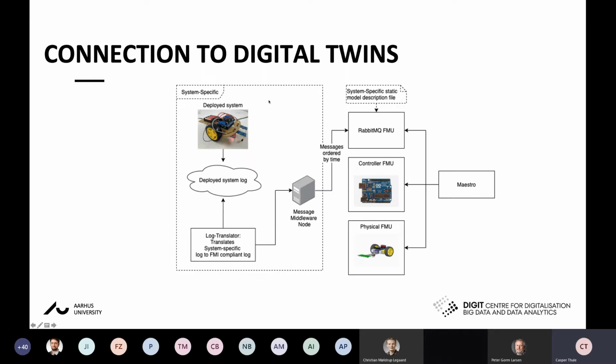So the idea is that you have some sort of deployed system and it continuously logs to a system log. Now you want to run a co-simulation or a digital twin in coordination with this deployed system. So you have some sort of entity picking it up and sending it to a message middleware node. This could be a RabbitMQ server.